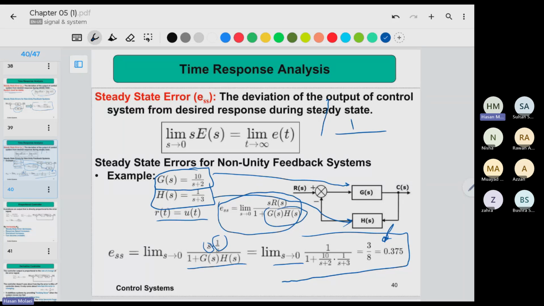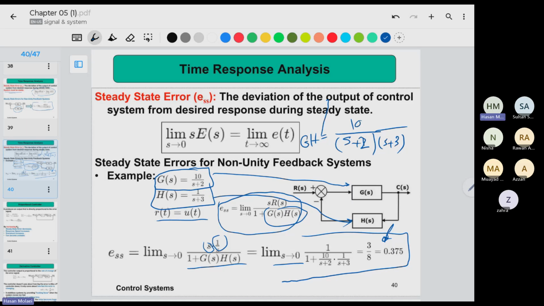So basically, if you calculate G of S times H of S, what is it? I mean, is this, right? 10 over S plus 2 times S plus 3, right? This is GH, G times H.